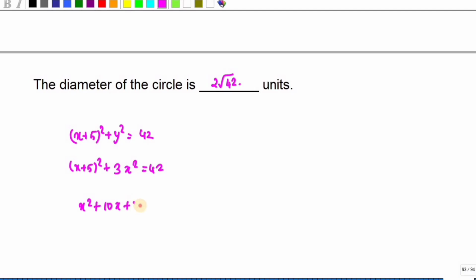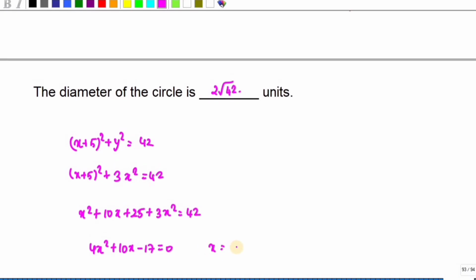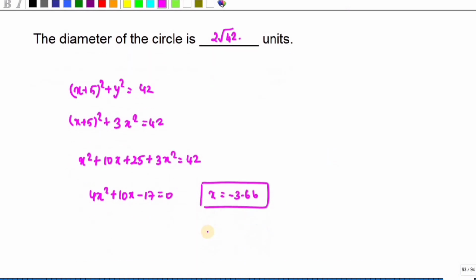So x square plus 10x plus 25 plus 3x square is equal to 42. So 4x square plus 10x minus 17 is equal to 0. So from this I can calculate the x value is equal to minus 3.66. So now you substitute the s value. So s is equal to minus 3.66 plus j into root 3 into minus 3.66.